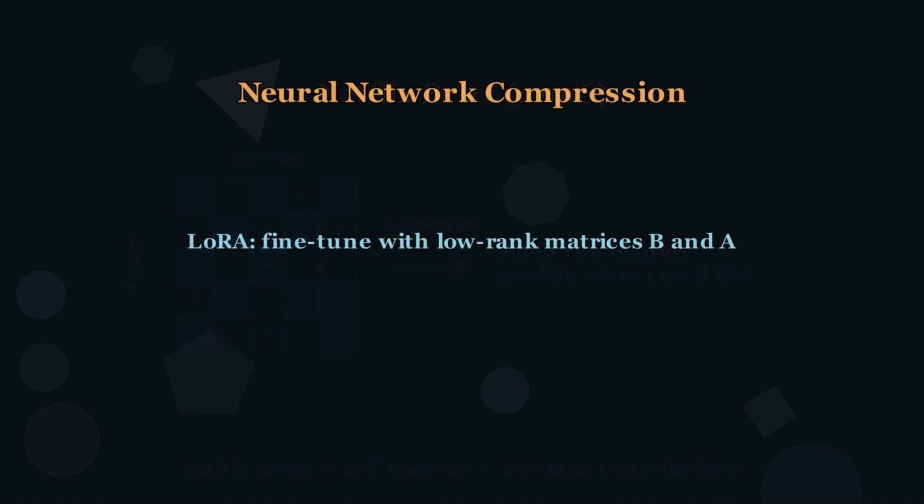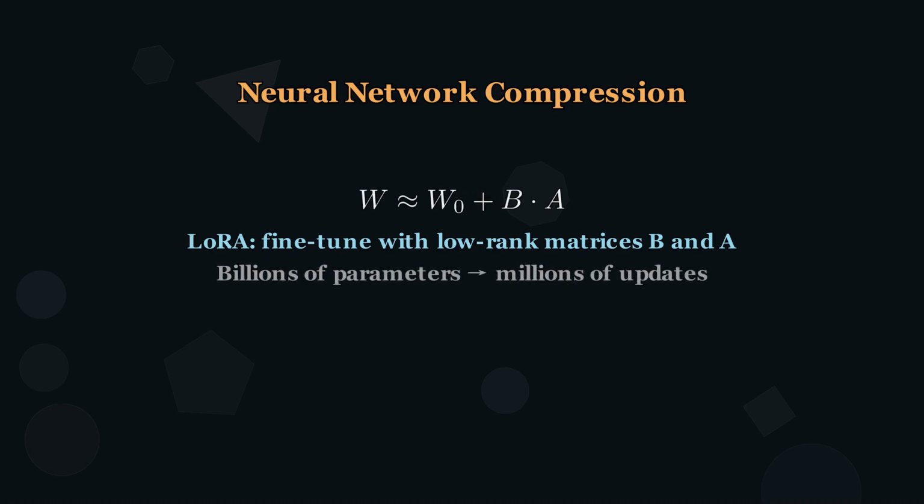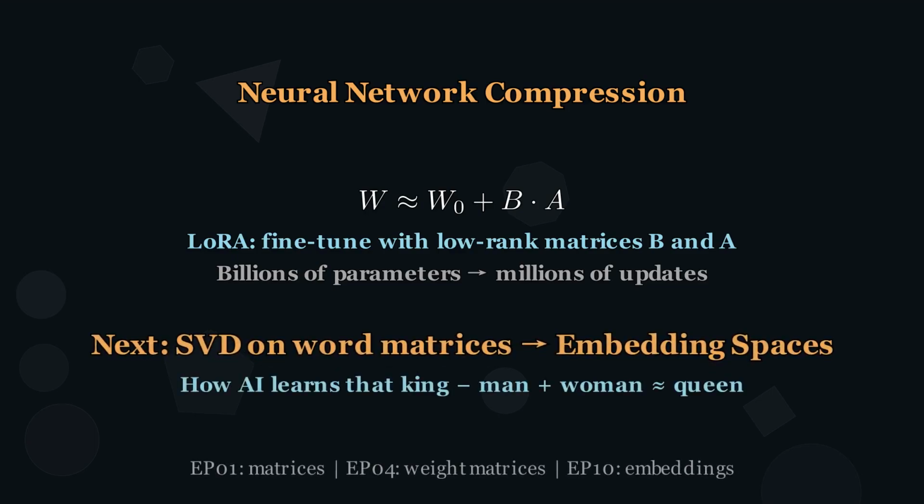The same idea compresses the largest AI models on Earth. LoRA, low-rank adaptation, replaces massive weight updates with small low-rank matrices. W equals W0 plus B times A. Billions of parameters, but only millions of updates needed. And when you apply SVD to matrices of word co-occurrences, you discover something magical. Words arrange themselves by meaning. That's the story of episode 10.